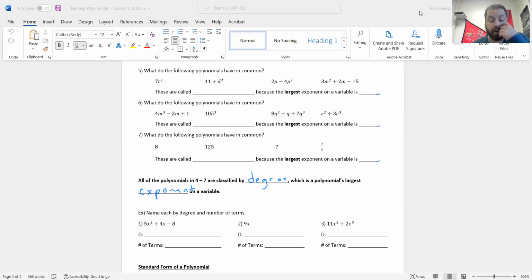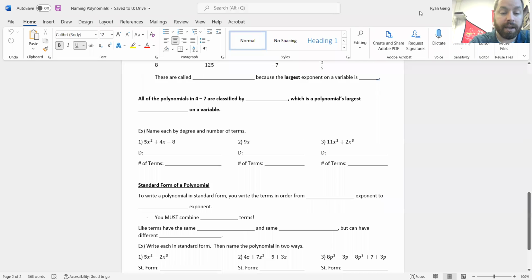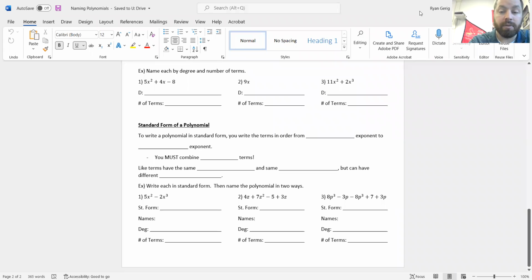Okay, so name each polynomial by degree and number of terms. So just a couple examples of what we just did, giving you a shot at practicing it. So number 1 there, 5x squared plus 4x minus 8. The degree, that's what the D stands for. Degree is the largest exponent of a variable. It's 2, so the degree name would be quadratic.